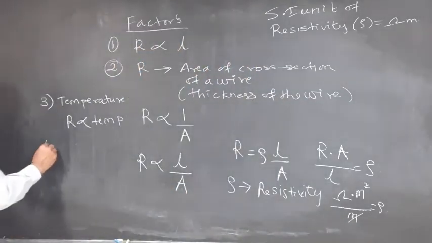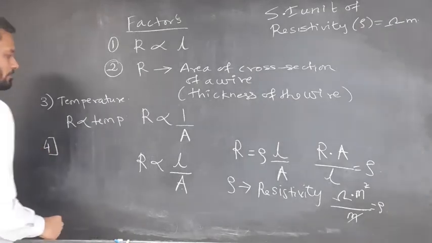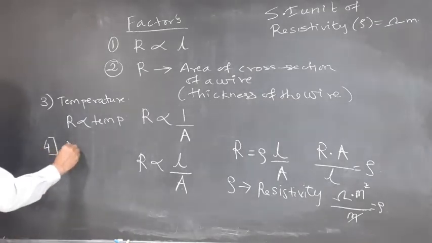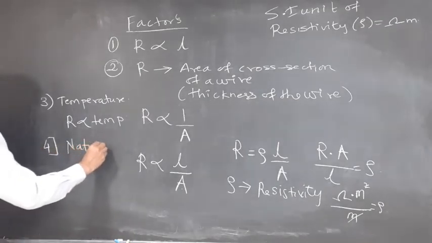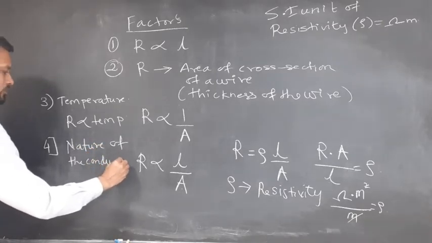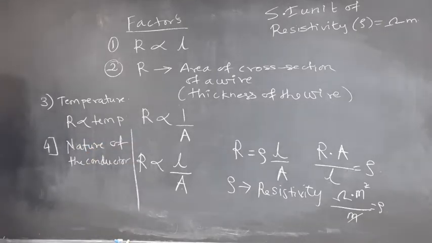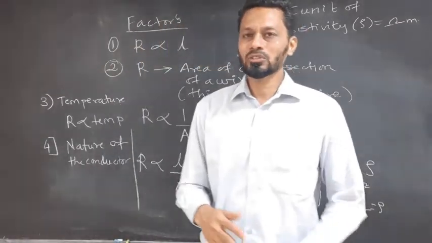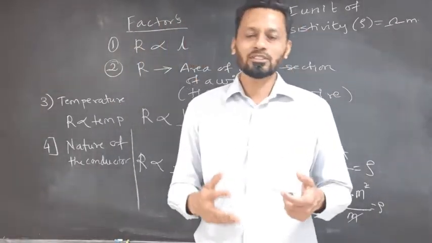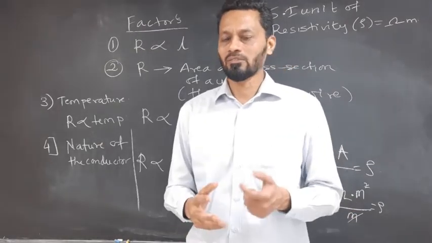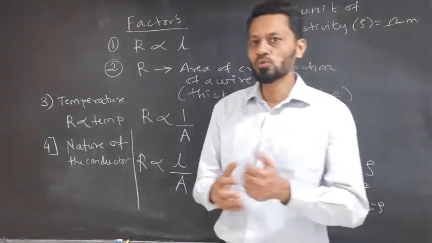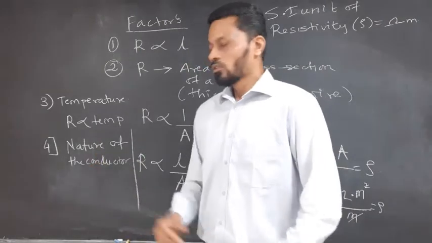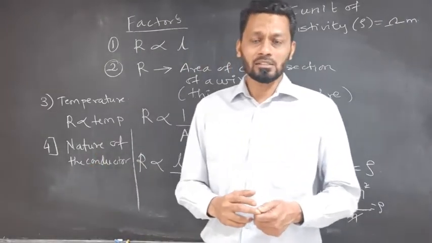And the fourth factor on which the resistance depends is the nature of the conductor. What do I mean to say? I mean to say that good conductors will have less resistance because they have more free electrons, they can move easily. They have large space for the electrons to move. So, a good conductor will have less resistance.